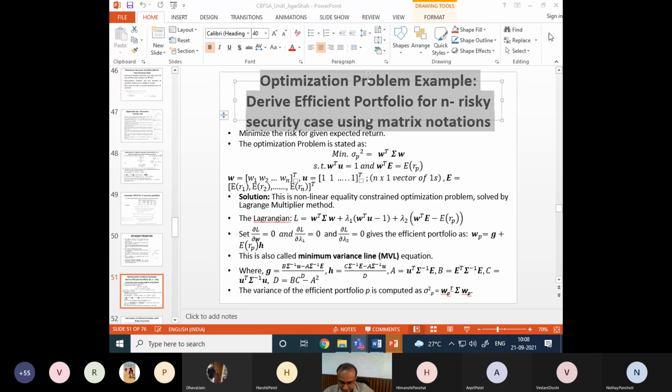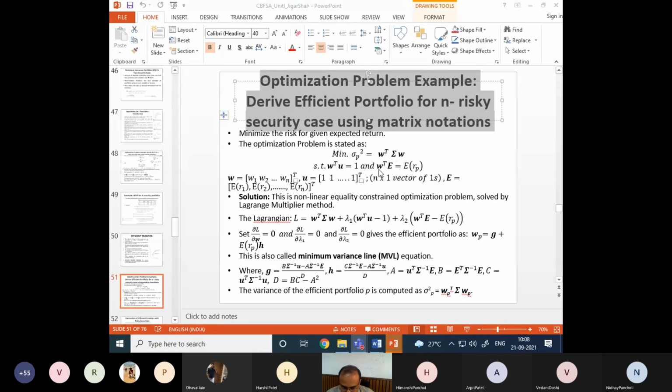So let me explain this. We have to find the optimum value of this W vector, which now consists of W1, W2, W3 in our case. It is a 3 asset portfolio. So that is this example for the n risky security case. Now we are taking the 3 risky security case, W1, W2, W3, as per the given data. This expectation vector E I can have, and this U is a vector of 1s which I can frame; it is n cross 1, so I have to frame it 3 cross 1.